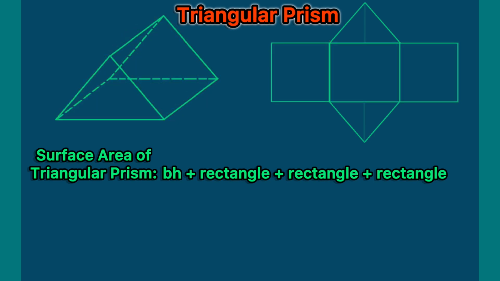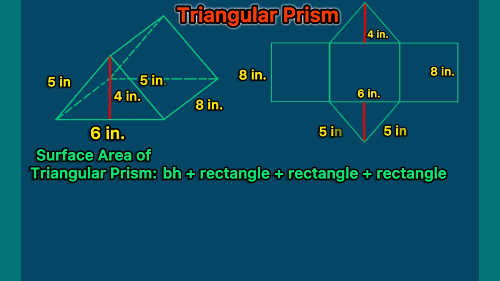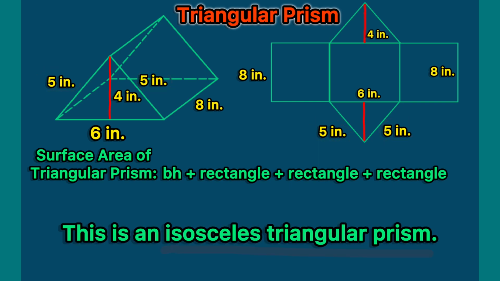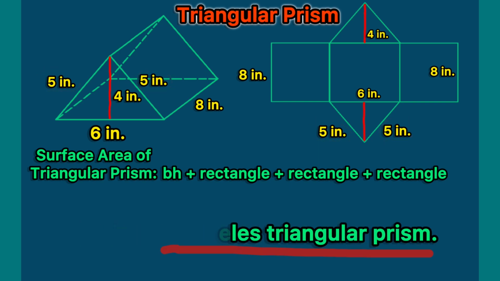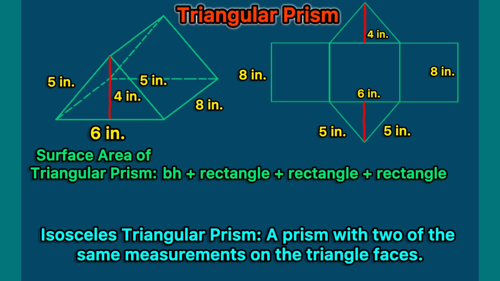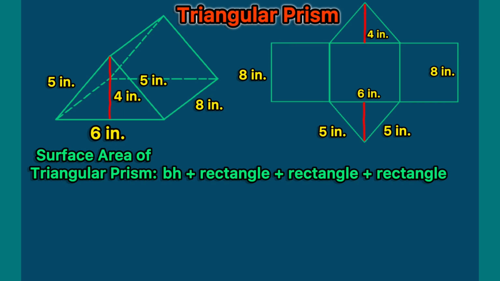The base is 6 inches, the height is 4 inches, the length is 8 inches, and the lengths of the remaining 2 legs on the triangles are 5 inches each. Notice how these two measurements are the same. This means that this is an isosceles triangular prism, or a prism with 2 of the same measurements on the triangle faces. Now let's find base times height. This is 24, since 6 times 4 equals 24.